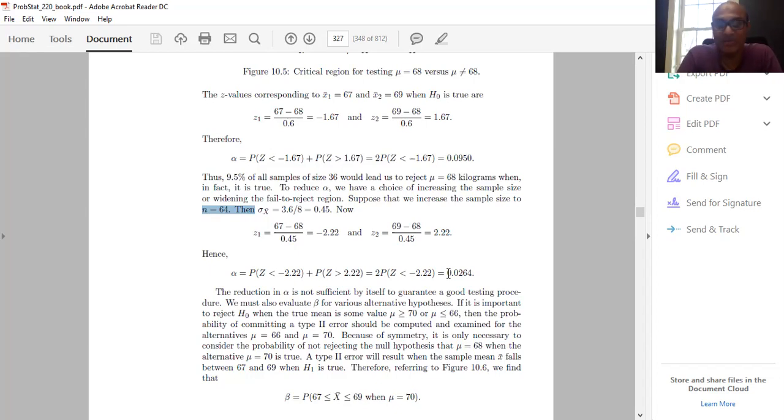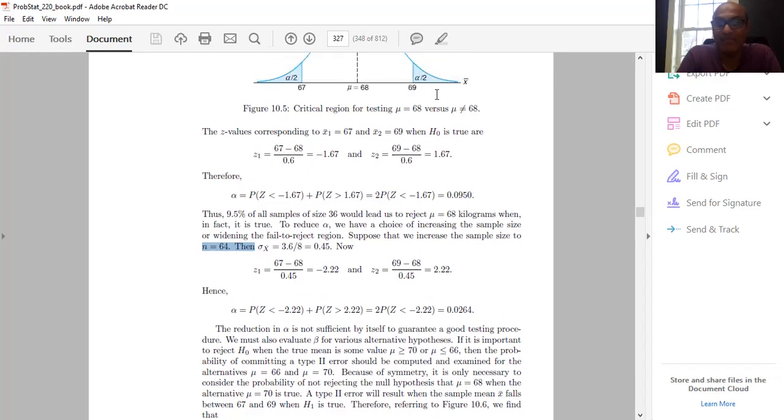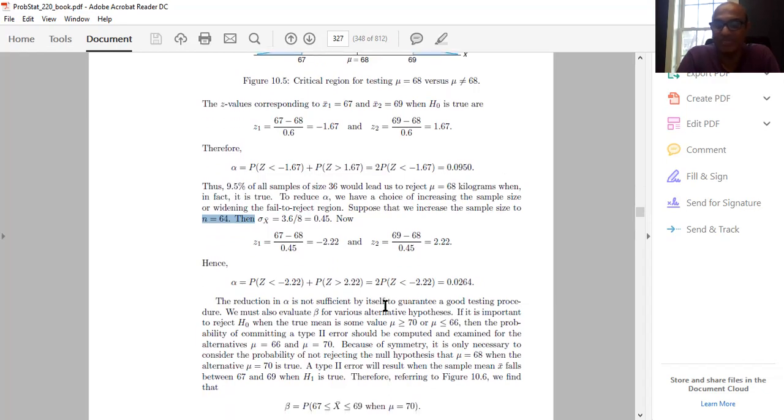We must also evaluate beta for various alternative hypotheses if it is important to reject H0 when the true mean is some value nu greater than or equal to 70 or nu less than or equal to 66. Now look over here. My mean value here was 68, now it is 69. So let me increase it to greater than or equal to 70, or less than or equal to, let me take, don't increase this rapidly, just increase by 1 or 2 digits, so 66. So nu less than or equal to 66.